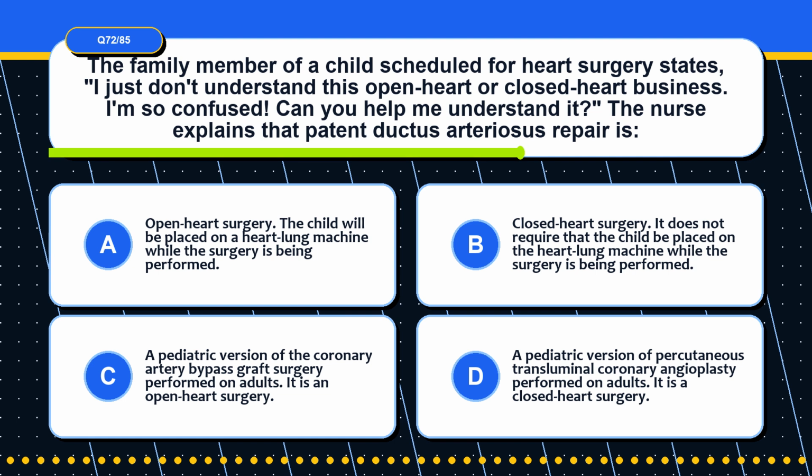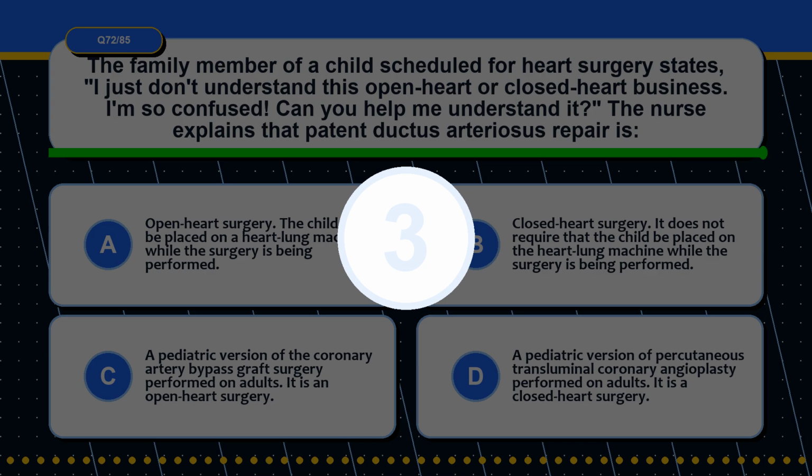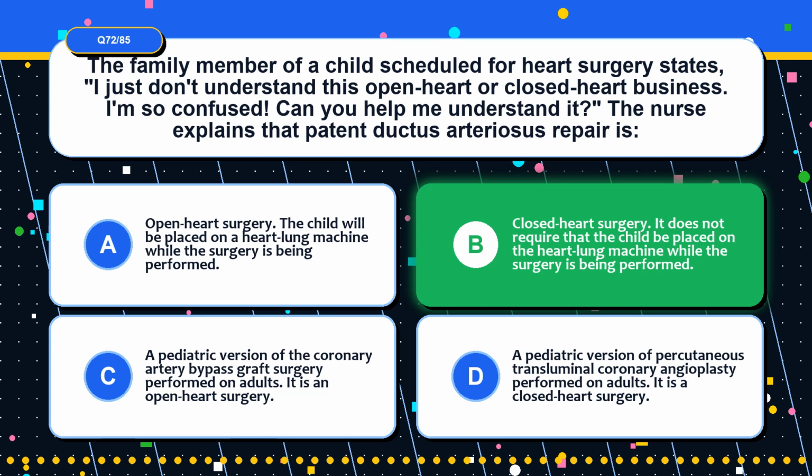Option C. A pediatric version of the coronary artery bypass graft surgery performed on adults. It is an open heart surgery. Option D. A pediatric version of percutaneous transluminal coronary angioplasty performed on adults. It is a closed heart surgery. The correct answer is option B.